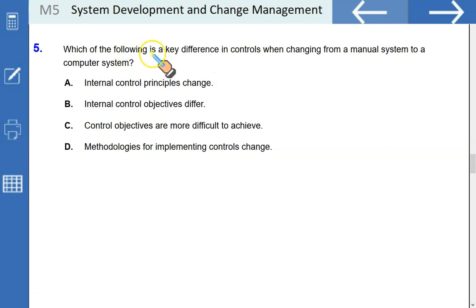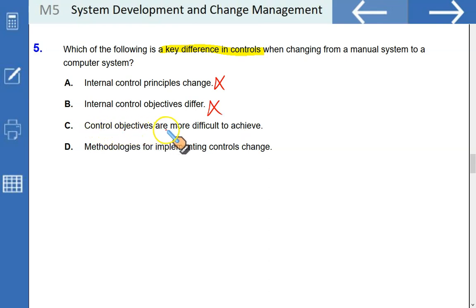Which of the following is a key difference in controls when changing from a manual system to a computerized system? Internal control principles change. Wrong. Whether the system is manual or computerized, your internal control principles stay the same. Segregation of duties, authorization, they stay the same whether the system is manual or computerized. Internal control objectives differ. Wrong. Whether the system is manual or computerized, the objectives of the internal control system, so as to help the organization achieve its objectives, those objectives stay the same.